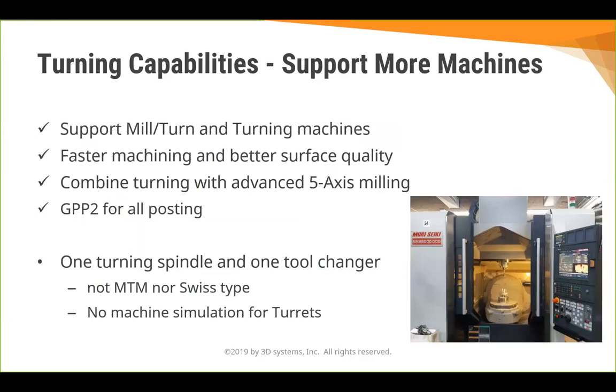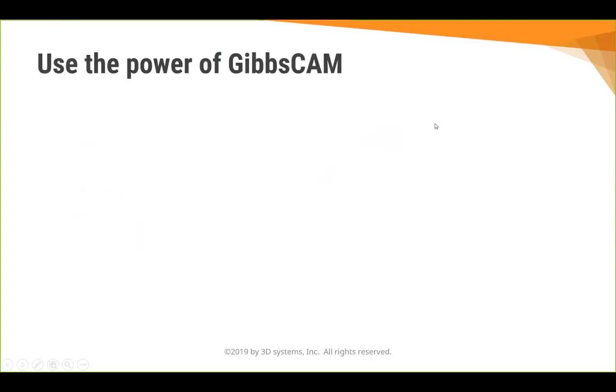We use the same GPP2 post engine, and it is possible to combine turning with advanced 5X milling. Currently, we support machines with one tool turning spindle and one tool changer. We work together with the Gipscam team, who are a part of 3D Systems, and embedded the Gipscam engine into Cimatron to gain from both products. Gipscam is a mature turning software with over 30 years of experience in lathe machining in the market.